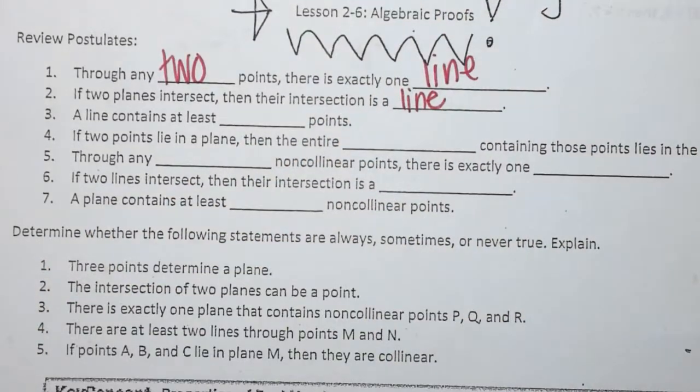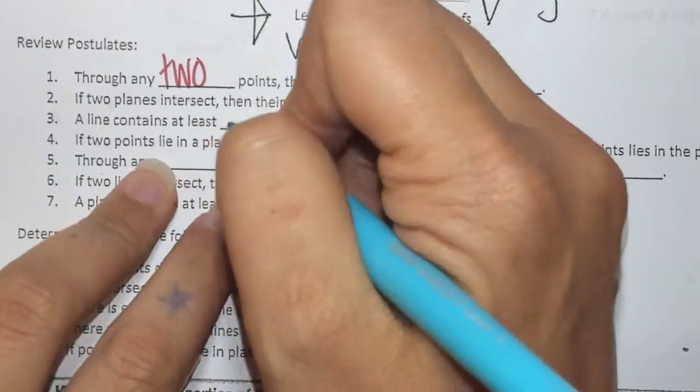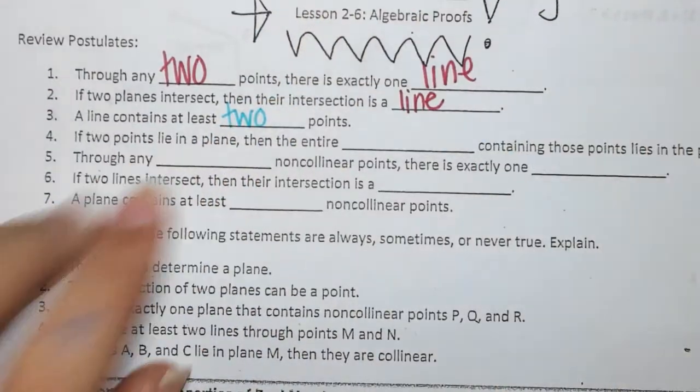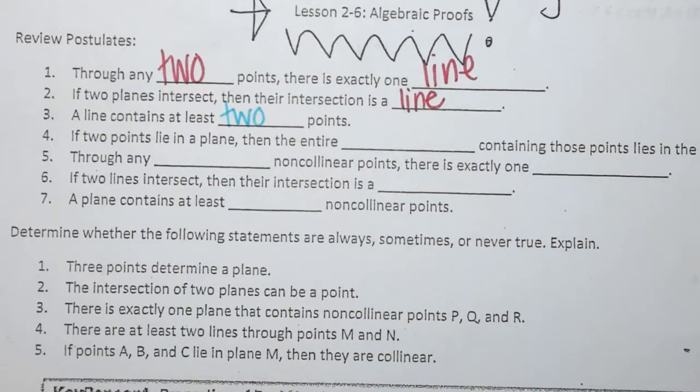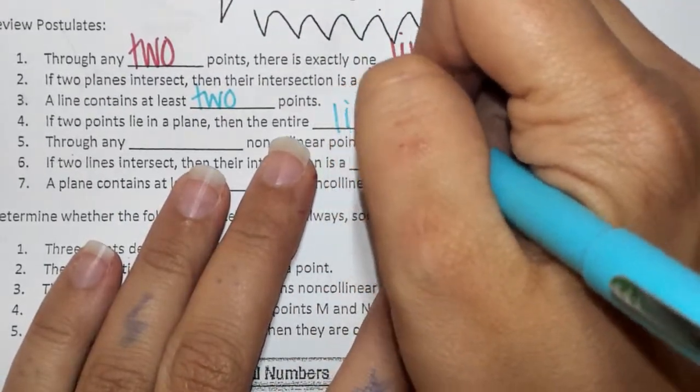Alright, a line contains at least two points. If two points lie in a plane, then the entire line lies in the plane. I'm telling you, I'm so proud of y'all.